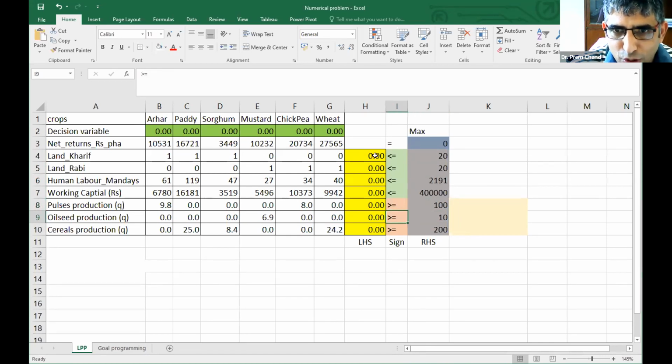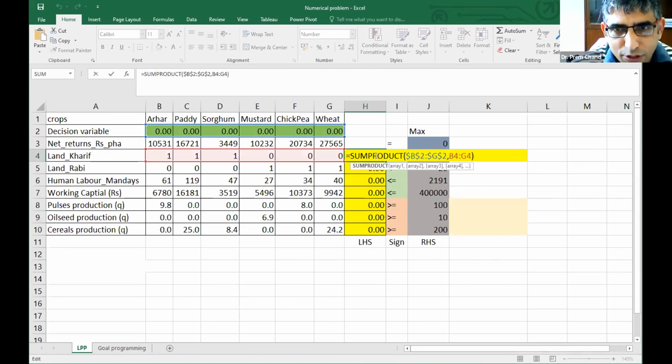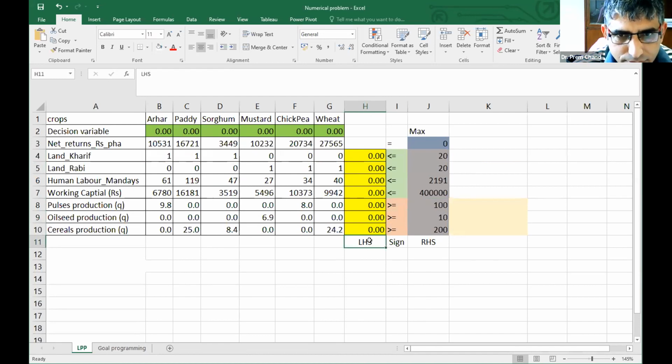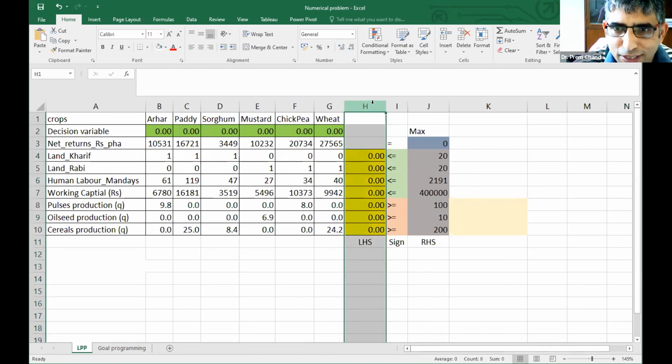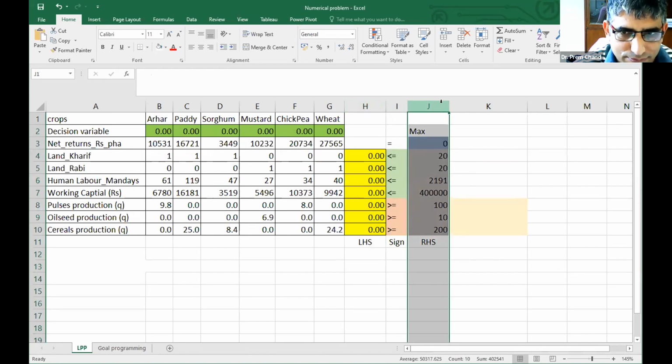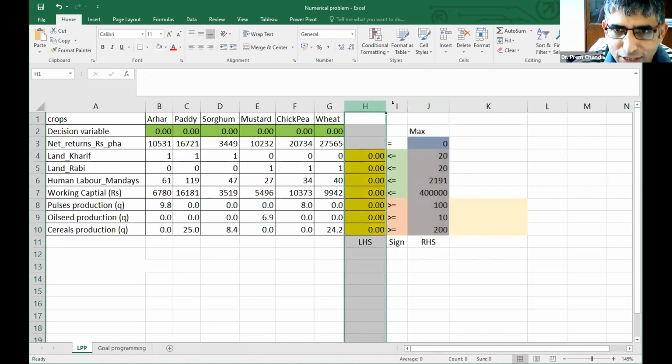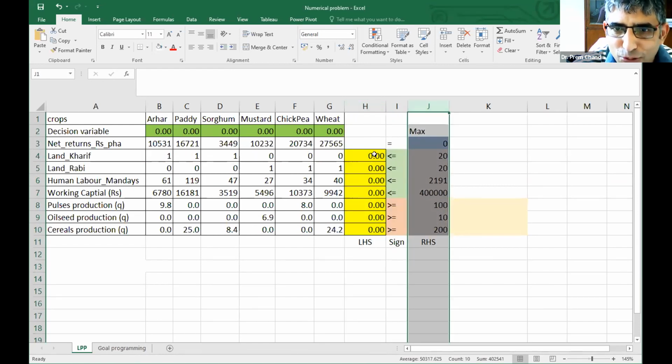Okay. So the total will come from here. I simply did the sum product of the decision variable with the unit requirement. So this yellow one is my left hand side. And these are the signs, and this is the right hand side. Means this should be equal to this one. Oh, sorry, this should be as per the signs. So I will solve it.